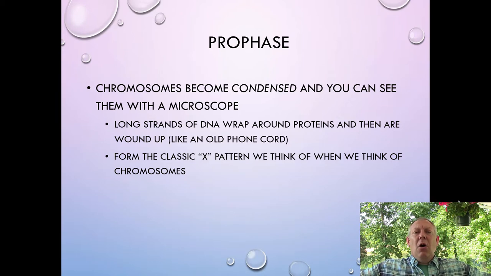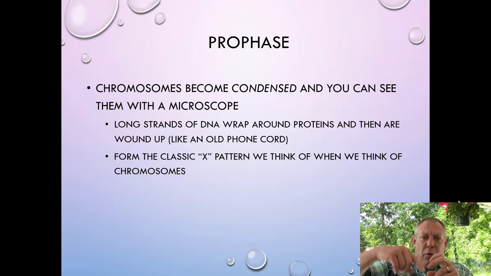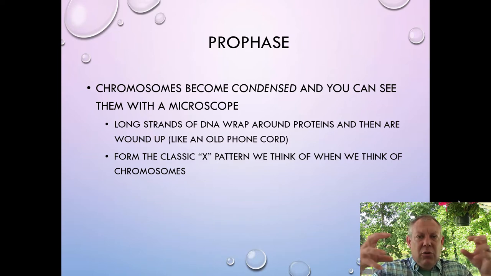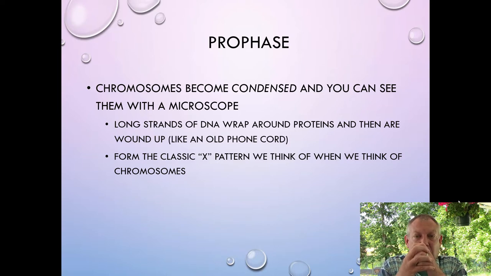So you got that long strand of DNA, and it starts to wrap around proteins, and then those proteins wrap around other proteins, and it wraps around itself, and it makes like a spirally old phone cord. So you can take this long skinny thing and condense it down to something much smaller that can be seen. This is when you get the classic X pattern. Whenever you draw a chromosome, you kind of draw them as X's. This is why, because when you see them in prophase is when you get that classic X pattern.